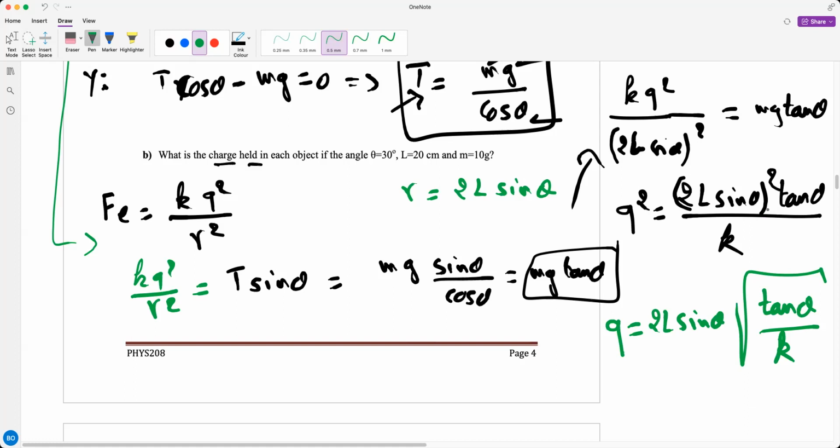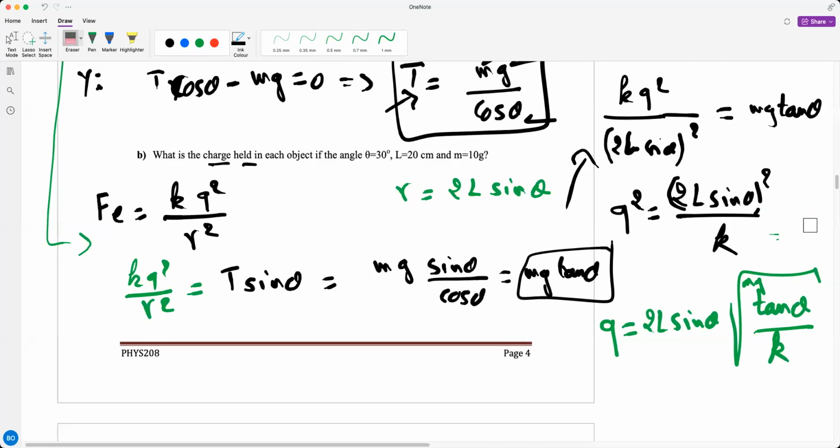Sorry, mg. Here I forgot mg. Yes, it's a mistake. Yes, it's mg. Thank you. So here it's mg. Okay, so this will be mg tangent theta, and this will be 2L sine theta, and then mg tangent theta divided by k.